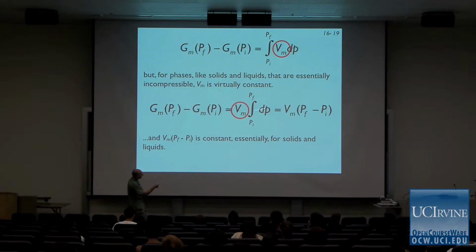P. We move the molar volume out front. These are now molar quantities. We just attached an M to everything. And if it's a liquid or a solid, this is going to give us an excellent approximation to what the Gibbs energy change is that we're looking at as a function of pressure. Really simple.